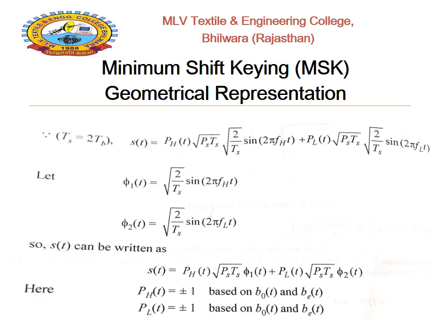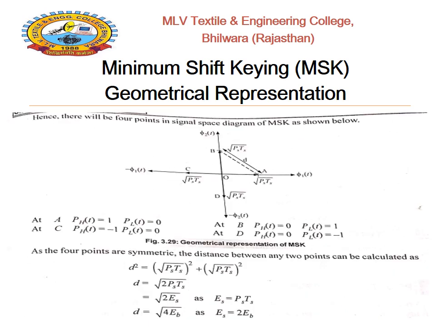So the equation below represents S of t as the combination of phi 1 of t plus phi 2 of t, where phi H of t is plus or minus 1 based on b_o of t and b_e of t, that is, related to the odd part of the bit sequence and the even part of the bit sequence.